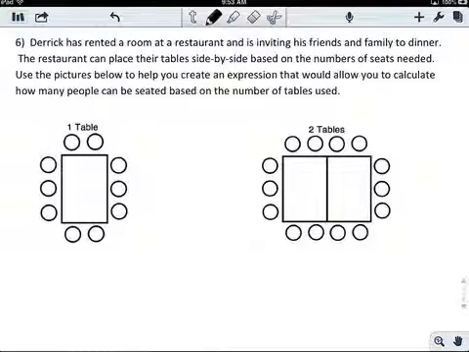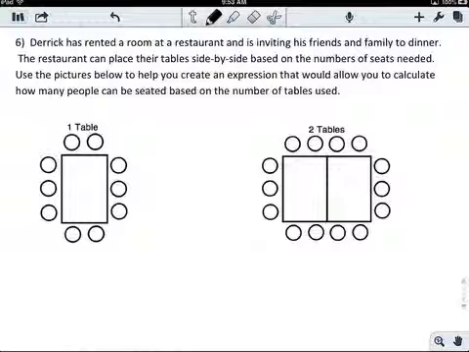Hi there, algebra students. We're going to work on a little lesson here, try to review how to write expressions. If you look at this situation, Derek's renting this room at a restaurant, inviting his friends and family to dinner. They can place their tables side by side based on the number of seats needed. We need to use the pictures that you see there to try to figure something out.